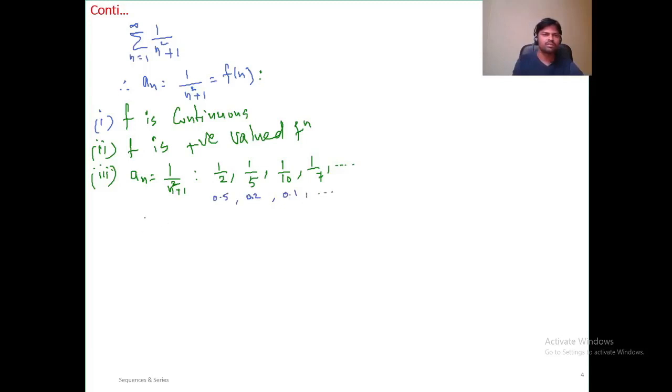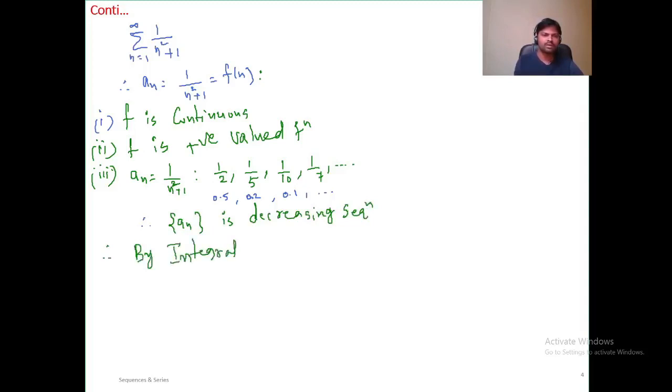So therefore, what is the comment? Therefore, sequence an is decreasing. So therefore, all the conditions are satisfied. Decreasing sequence. So therefore, we can apply integral test. Now we can apply integral test.